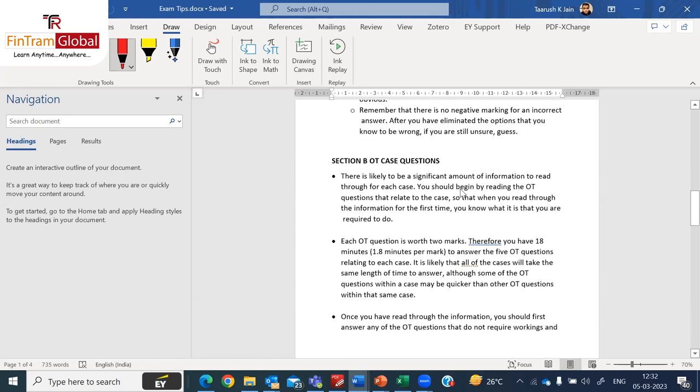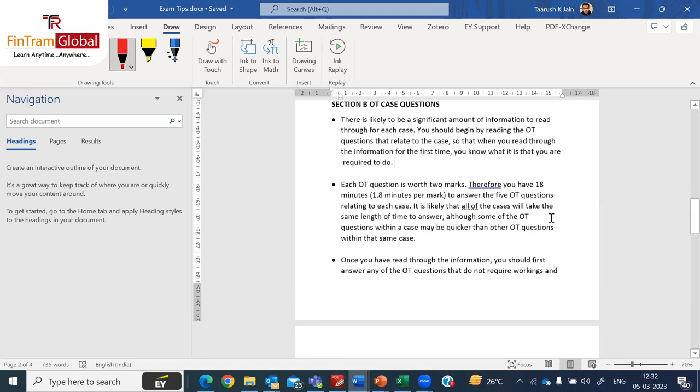OT questions. Again, read the whole thing first. Underline if you have to, highlight, I think, in your CV, if you have to, the important points where you think it might be relevant. Read all the questions first, all the 5 questions in an OT case. There is a lot of information that you'll consume. So make sure you read everything first and then attempt it.